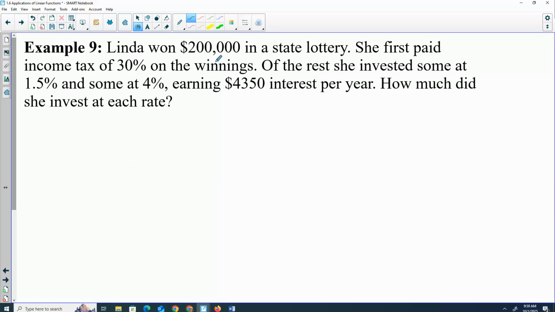Linda won $200,000 in a state lottery. She first paid income tax of 30% on the winnings. Of the rest, she invested some at 1.5% and some at 4%, earning $4,350 interest per year. How much did she invest at each rate? What should I do? Make a table.